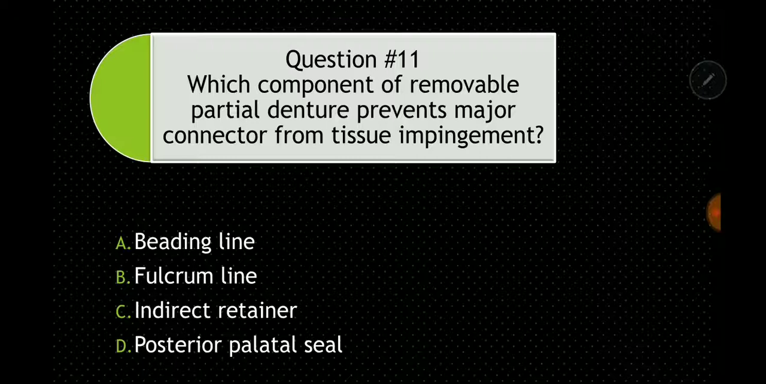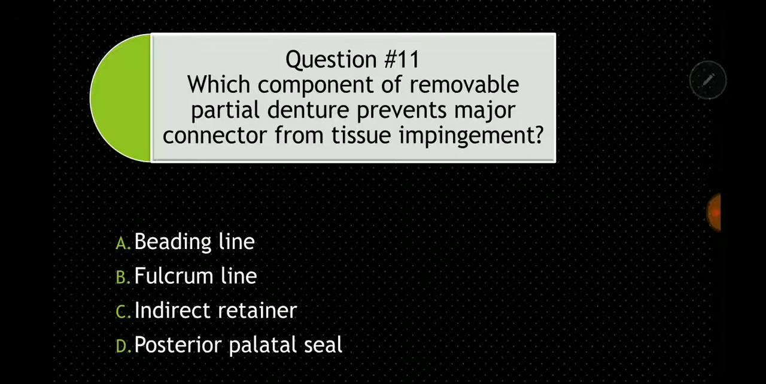Question 11. Which component of a removable partial denture prevents major connector from tissue impingement? We saw this already, when we were discussing a rest seat. However, in these options, we don't have the rest seat, so you have to know how the rest seat functions. This is a good question to show that you understand the components of the RPD.